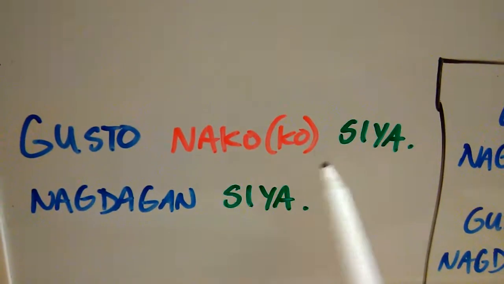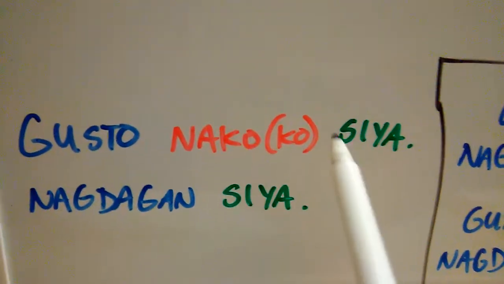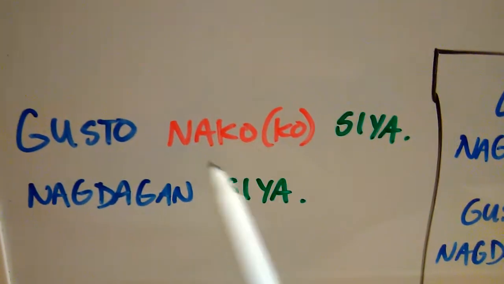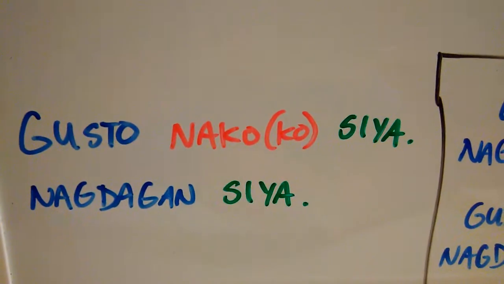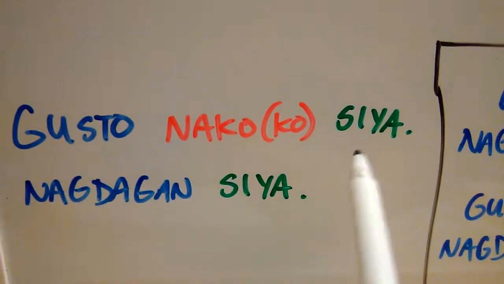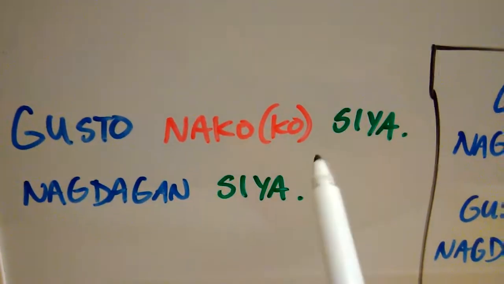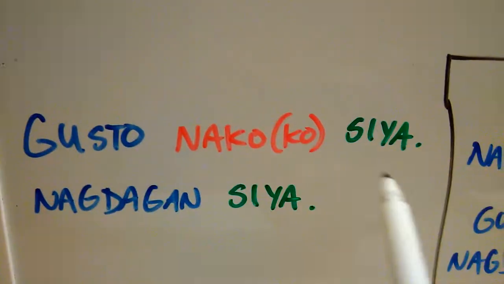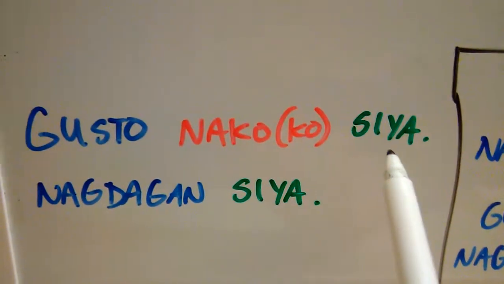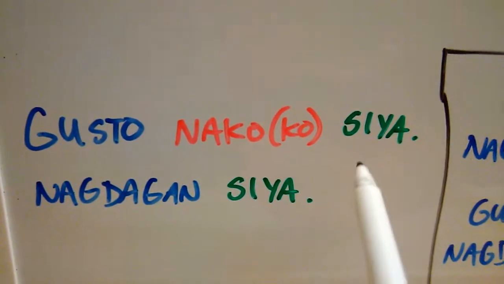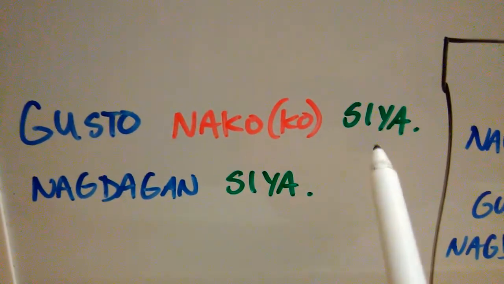So gusto nako siya, meaning I want him. Even though nako is written in the ergative form, it's in this subject, I guess in an object kind of form. Siya is written in the absolutive case because the main focus of this sentence, gusto nako siya or gusto ko siya, is the person we like or the person we want. That's the main focus, and that's why siya takes on the absolutive case.